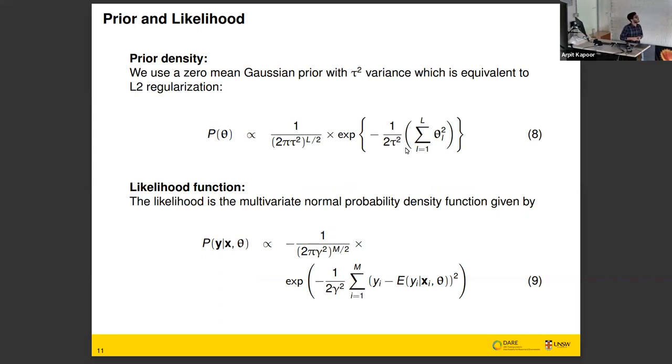The problem setting also requires us to define a prior distribution and a likelihood. We use a Gaussian prior for our neural network parameters: a zero mean Gaussian prior with some variance tau squared, which is defined in advance. The prior density is then computed as equation 8, shown on the screen. The likelihood that we use is a multivariate normal probability density function, given by equation 9, and what it's trying to do is minimize the squared error in our predictions from the ground truth of the data.